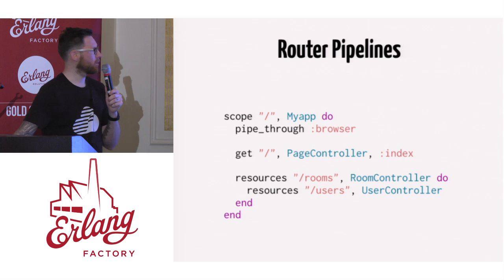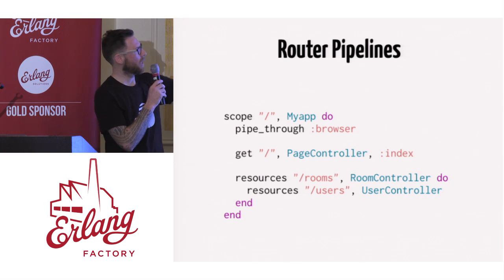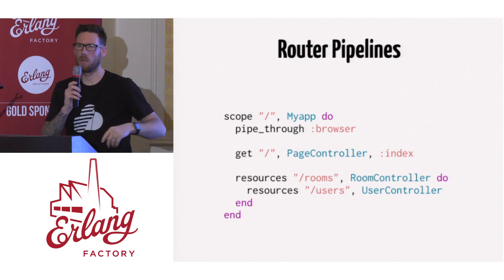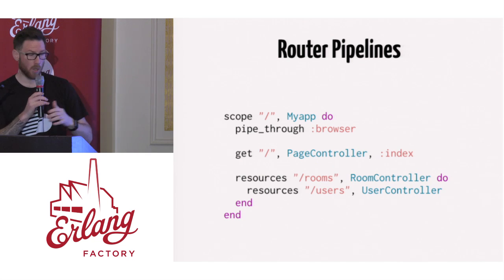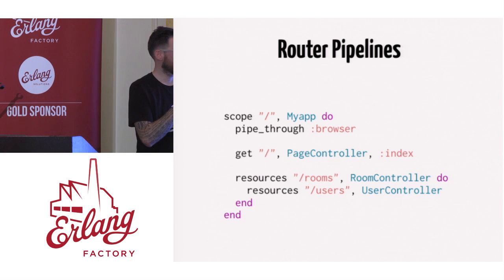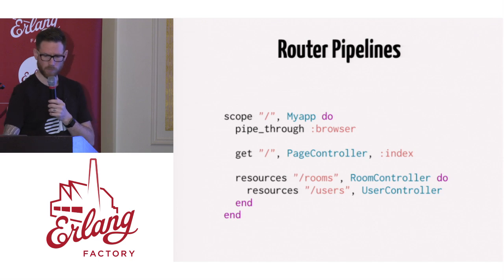And so that's what you do in the router. In the scope here, you can just set up pipe_through and pipe it through the browser, which will then go through and after it figures out which route it's going to go to, it will dispatch through this function first before it invokes a controller.